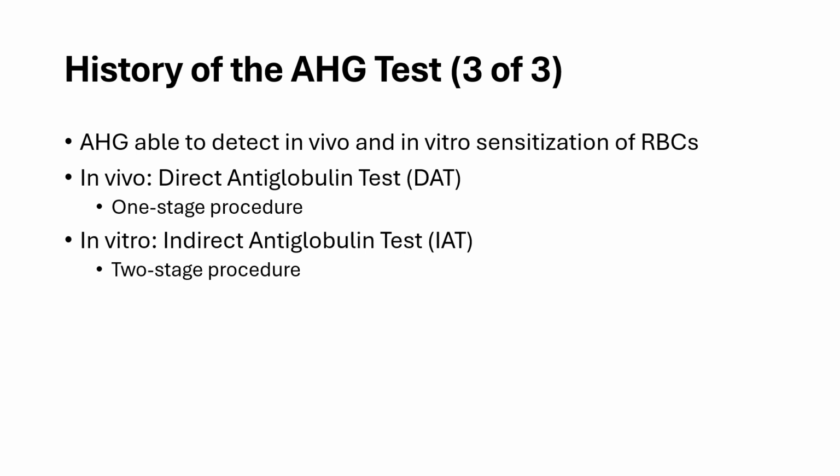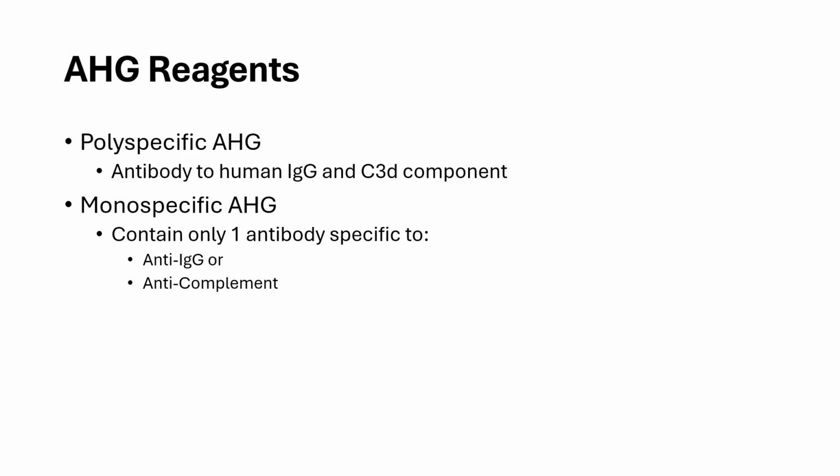Indirect antiglobulin test, or IAT, is an in vitro sensitization. Its purpose is to detect antibodies in serum that could bind to red blood cells outside the body, or in vitro. This is a two-step process. You would incubate the patient's serum with red blood cells, which is the sensitization stage, and then add the AHG, or anti-human globulin reagent, to help detect that binding. We would use an indirect antiglobulin test for antibody screening and identification, during cross-matching, and during red blood cell phenotyping.